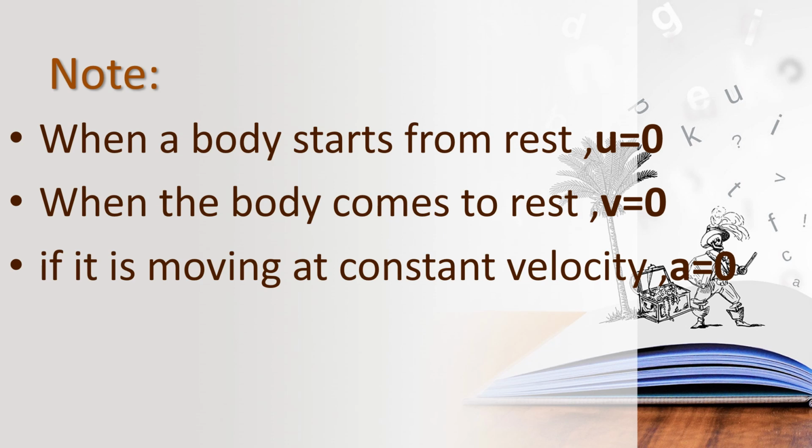Okay children, what are the 3 notes we have learnt? When a body starts from rest, u equal to 0, that is, initial velocity equal to 0. And when the body comes to rest, the final velocity v equal to 0. And if it is moving at a constant velocity, acceleration equal to 0. Can you all understand, children?